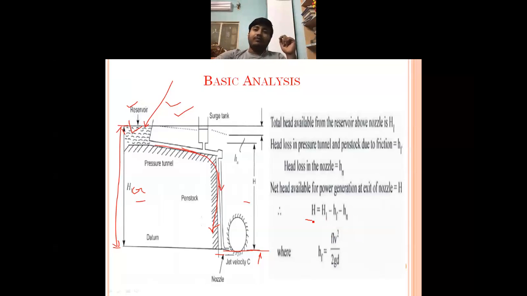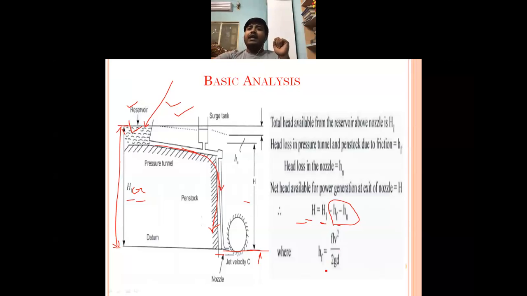So what will be the net head? It will be the gross head minus the losses. There will be friction losses, losses due to expansion, and losses due to contraction. So there are several losses. We have categorized all the losses. Mainly the loss we get is the friction loss, which is denoted as HF. So the net head is equal to gross head minus the head loss.